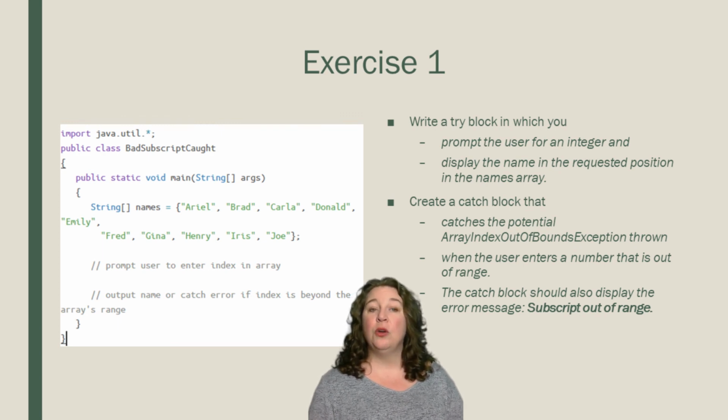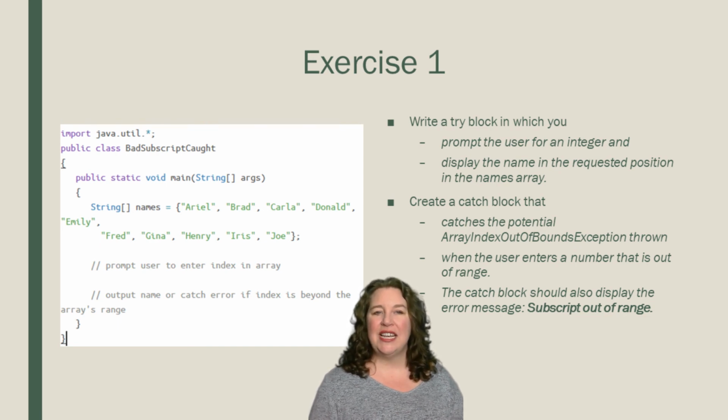You are going to create an array of strings. And in that array, you're going to add, say, 10 people's names. I just have a couple in here. This came from the book. And then you're going to ask the user, please enter an index in the array. Obviously, 0 through 9. You're going to output the name at that index, or you're going to catch the error if the index is beyond the range. So if they put in -1, if they put in 11, if they put in 52, you should handle an array index out of bounds exception nicely.